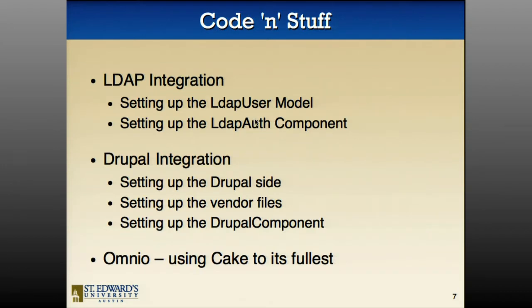So let's look at some code and stuff. LDAP integration, I'm going to go over kind of how we set up an LDAP user model and an LDAP auth component for actually extending the built-in auth component to do authentication. Then I'm also going to go over some stuff with Drupal integration that we did as far as how we set up the Drupal side of things, what vendor files we had to pull into Cake, and how we built our Drupal component to actually do all that. And Omnio is really just kind of a description of how we're using Cake to its fullest in that product.